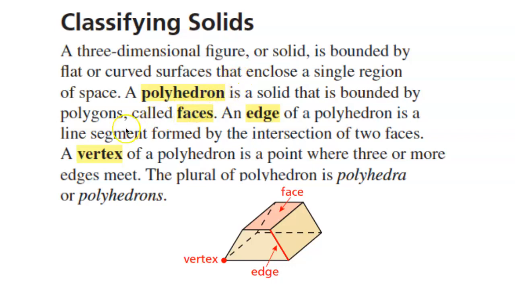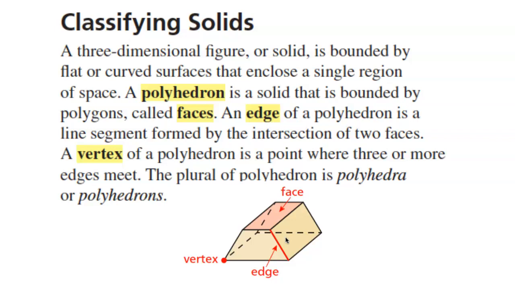And so if it's a solid figure that is made up of polygons, that is known as a polyhedron. And all the individual polygons that make up the polyhedron are called faces. So if you look down on this picture right here, every face of this three-dimensional figure by itself is a polygon. Therefore, the whole thing is a polyhedron.